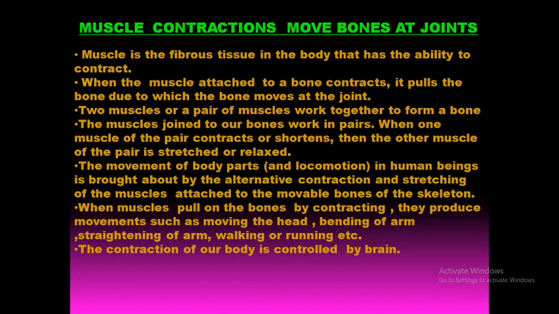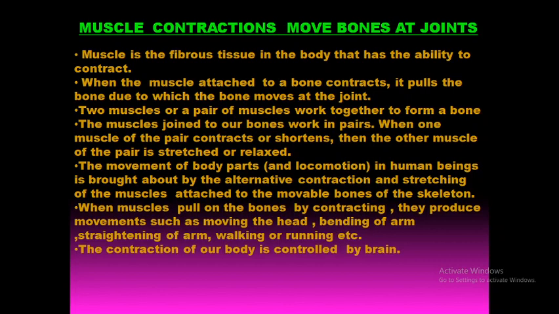First, the muscle which is attached to the bone contracts. Due to the contraction, it pulls the bone. Due to the pulling of the bone, they are moving at the joints. Now we must know a fact, that a muscle can only pull a bone but it cannot push it. So another muscle attached to the same bone has to contract to move it in the opposite direction, because muscle can only pull the bone.